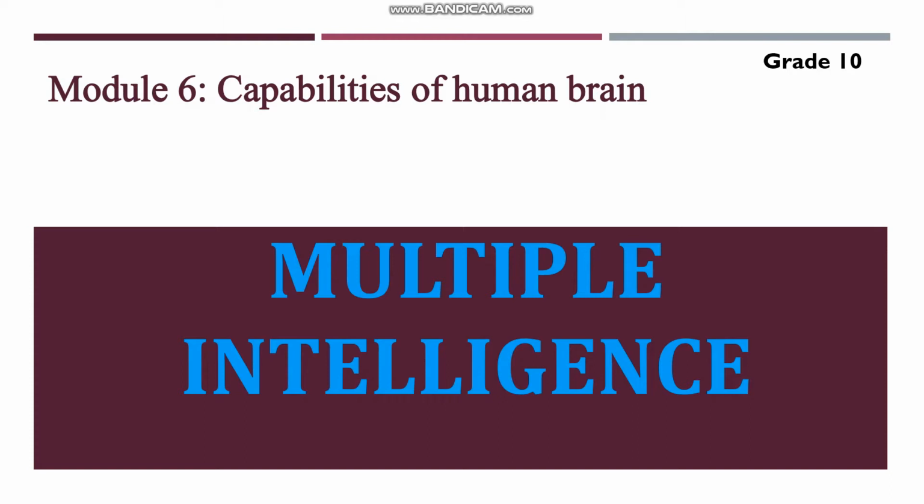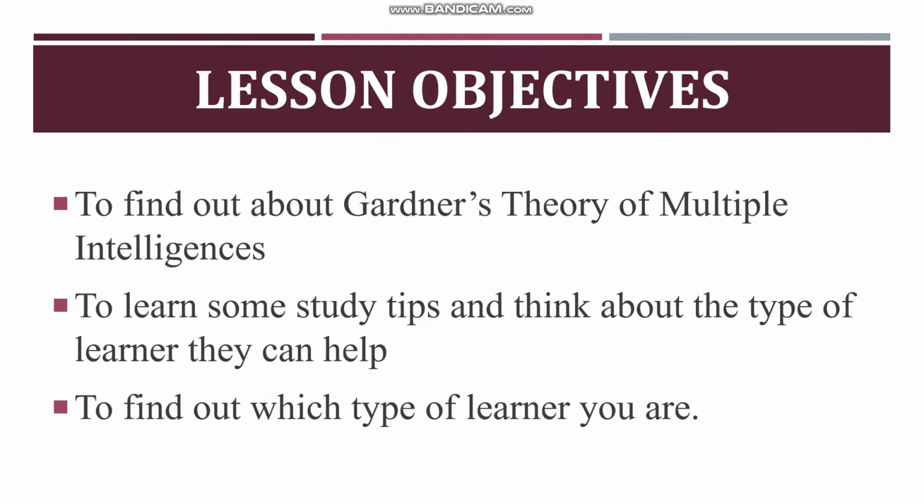Module 6 Capabilities of Human Brain. The theme of our lesson is multiple intelligence. In today's lesson, you will find out about Howard Gardner's theory of multiple intelligences. You will learn some study tips and think about the type of learner you can help. And you will find out which type of learner you are.